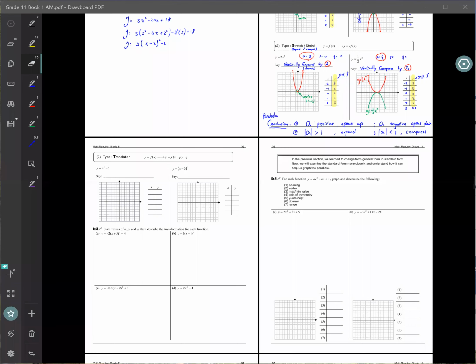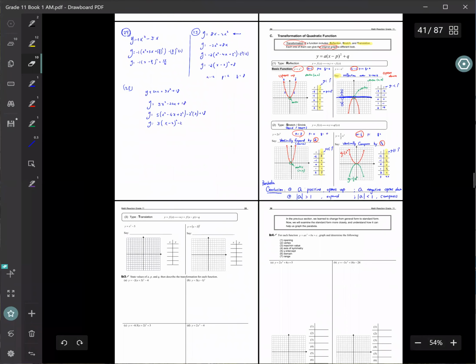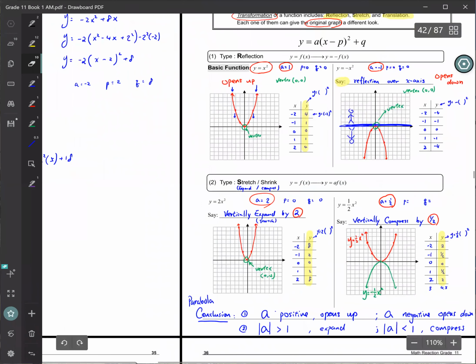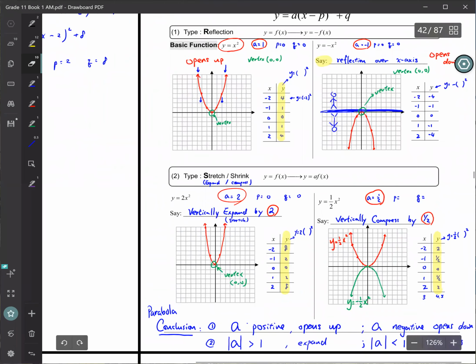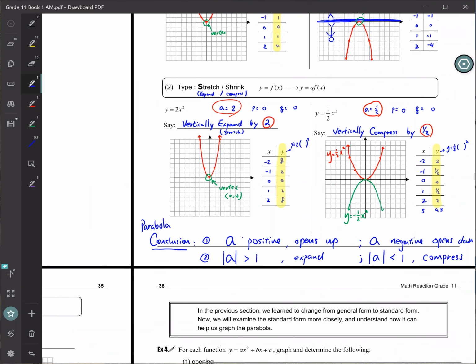Okay, so before the break, we went over the rules for A, okay? So now, of course, we need to talk about the P and Q, right? So far, all the P and Q is 0, 0, 0, 0, 0, for everything. This one, we didn't fill that in, right? So for the last question we did, also P and Q are both 0, okay? A is half. So A controls opening, A also controls compress and expand.